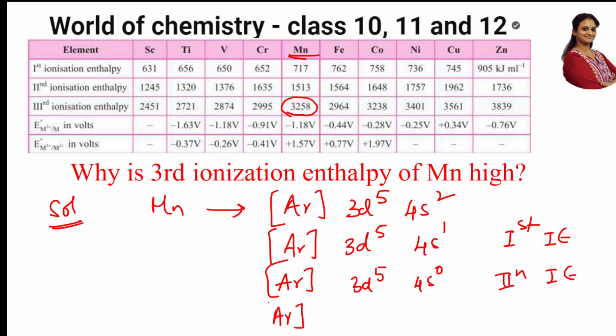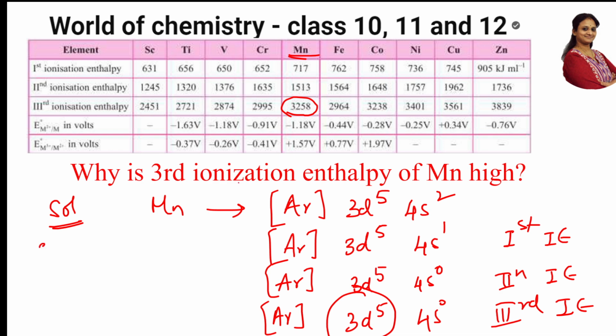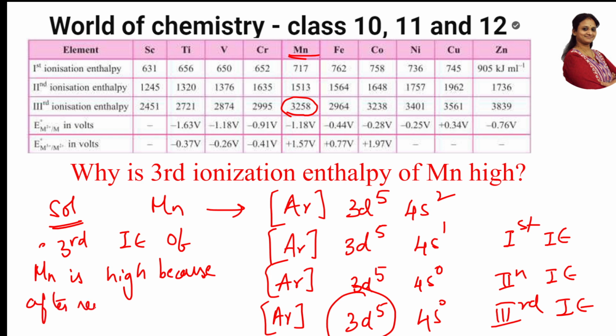Now you are trying to take out one electron using the third ionization enthalpy. Now what happens when you come to the third? This is a half filled configuration. You will write that the third ionization enthalpy of manganese is high because, after removing two electrons, the 3d5 configuration is attained.